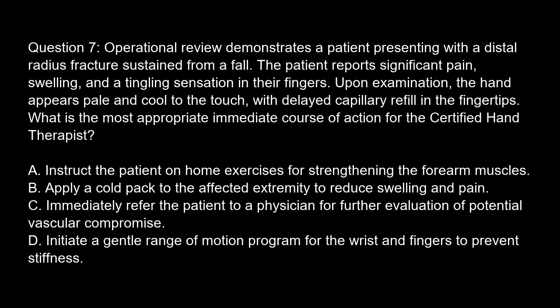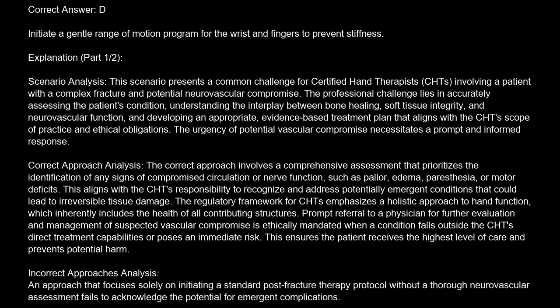Option A. Instruct the patient on home exercises for strengthening the forearm muscles. Option B. Apply a cold pack to the affected extremity to reduce swelling and pain. Option C. Immediately refer the patient to a physician for further evaluation of potential vascular compromise. Option D. Initiate a gentle range of motion program for the wrist and fingers to prevent stiffness. The correct answer is D. Initiate a gentle range of motion program for the wrist and fingers to prevent stiffness.